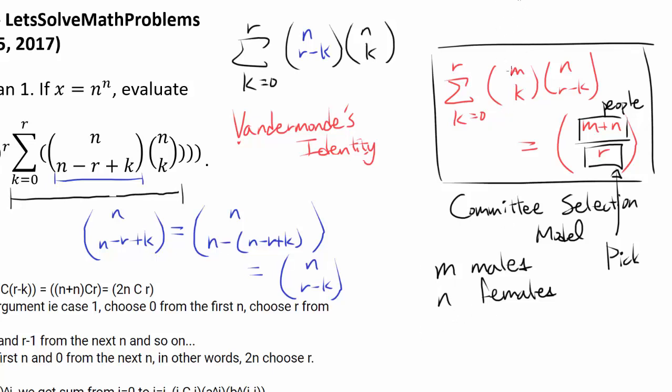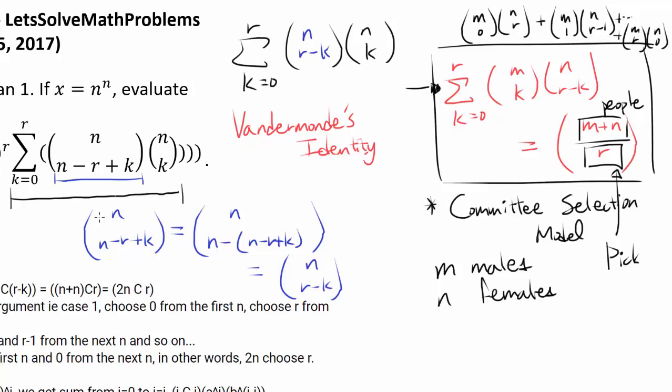So we can either pick 0 from m and pick all the r from females, so m choose 0 times n choose r is one case. Or we can pick 1 from m, and then we want to multiply using the multiplication principle, r minus 1 from n. We can continue adding this up until we pick all r from m and 0 from n. So that's exactly equal to this summation. So we have Vandermonde's identity by thinking about this committee selection model.